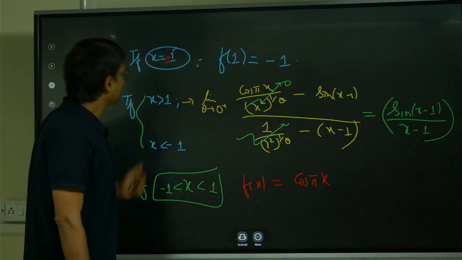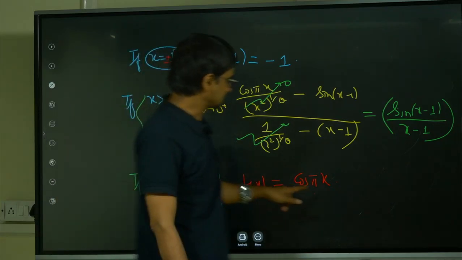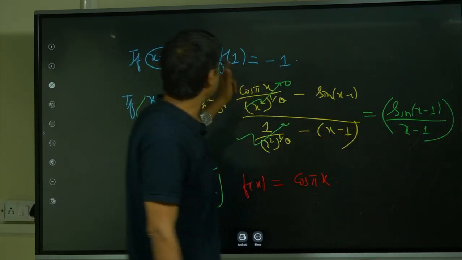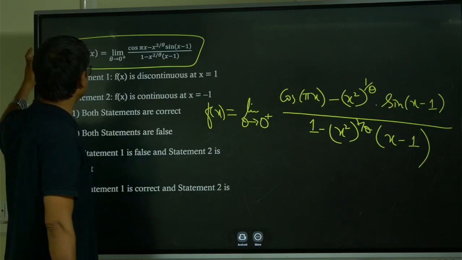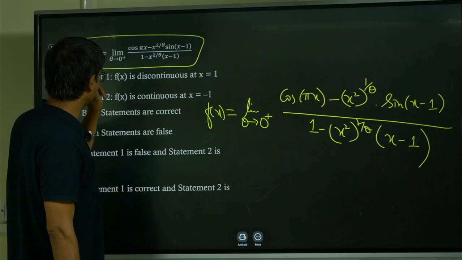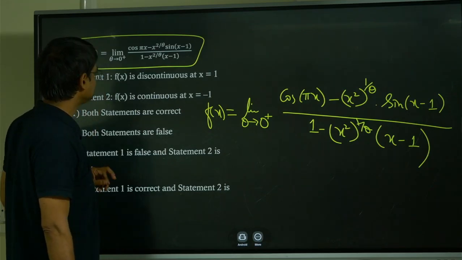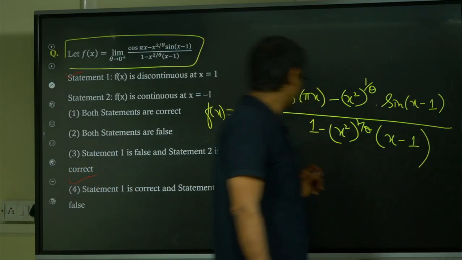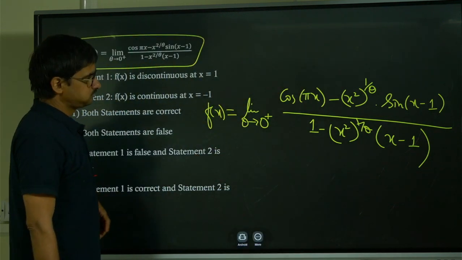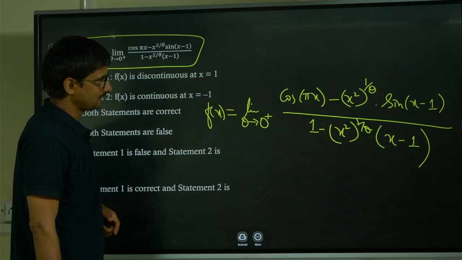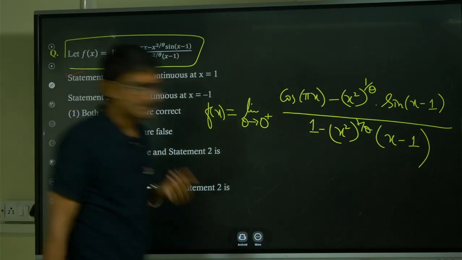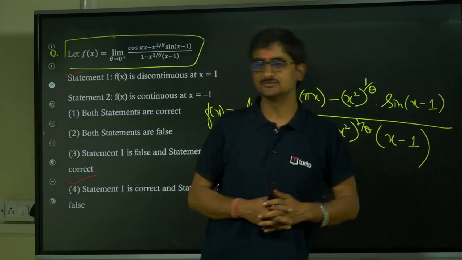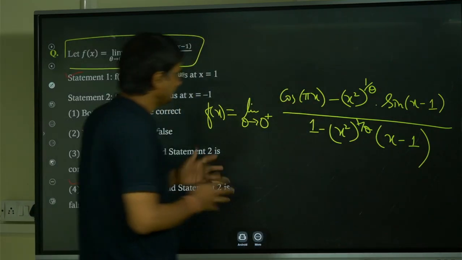Now coming to 1, on the left side of 1, the approaching value is minus 1. On the right side of 1, the approaching value is 1, and at 1 it is minus 1. So it is discontinuous at both the points. So yes, it's discontinuous at x equal to 1. So statement 1 is correct and 2 is false. So the fourth one is the correct one. Statement 1 is correct and statement 2 is false. I don't think there's any problem here.